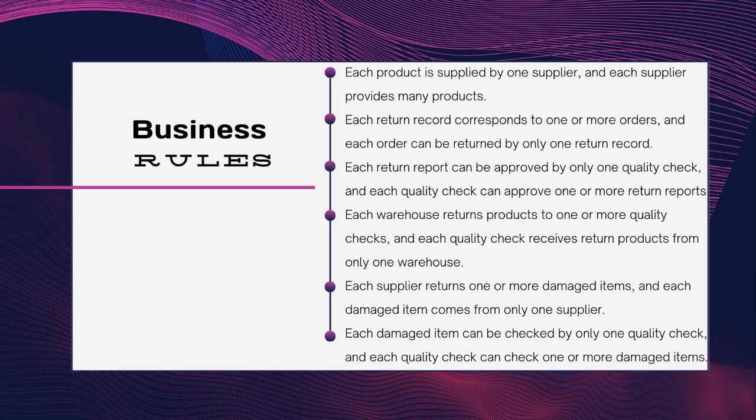Each warehouse returns products to one or more quality checks, and each quality check receives returned products from only one warehouse. Each supplier returns one or more damaged items, and each damaged item comes from only one supplier. Each damaged item can be checked by only one quality check, and each quality check can check one or more damaged items.